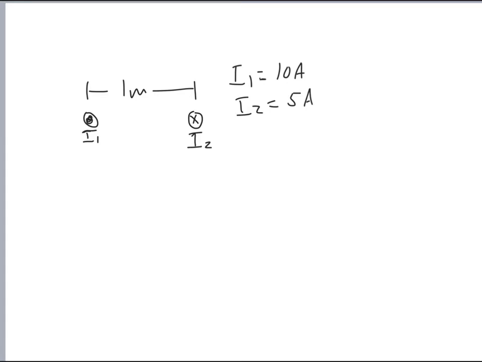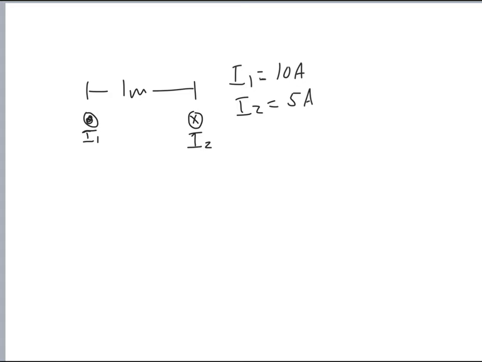Now let's look at our same two wires. We can consider a wire with I1 coming out of the page and I2 going into the page with the same values that we had before, 10 amps and 5 amps respectively. The two wires are separated by 1 meter. And the question that we want to ask is, what is the force between these two wires?